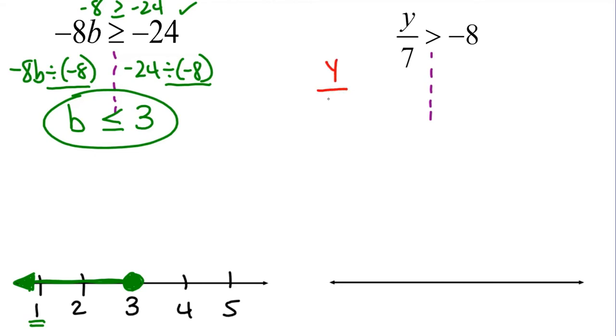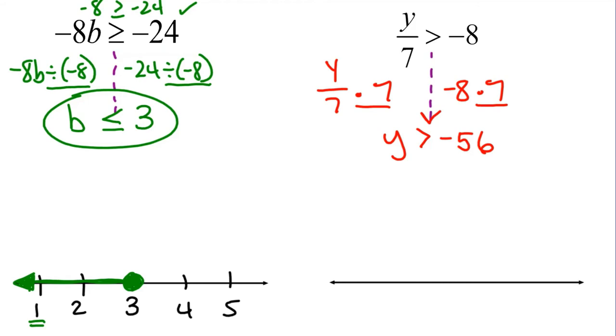So this is division, so I'm going to multiply both sides by 7 to solve this. And this is y, and -8 times 7 is -56. Keep or flip. Again, look at what happened to both sides of this inequality. They were multiplied by a positive number, so this is a keep. Y is greater than -56.